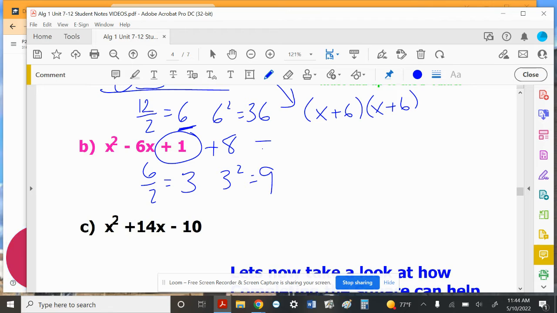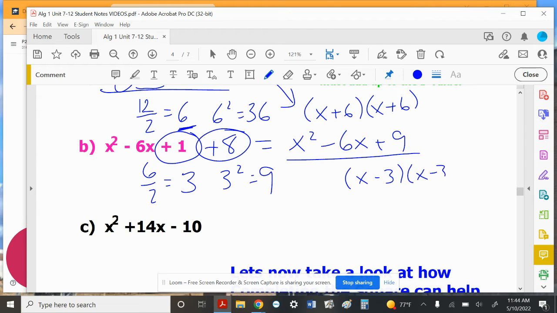So that way it becomes x squared minus 6x plus 9. So what did I have to add? I had to add 8 to that to get it to become a perfect square. So therefore we have x minus 3, x minus 3. The 3's come from here. The negative signs come from there.